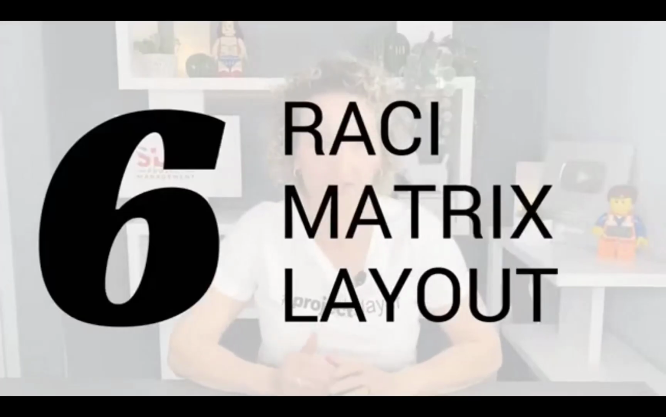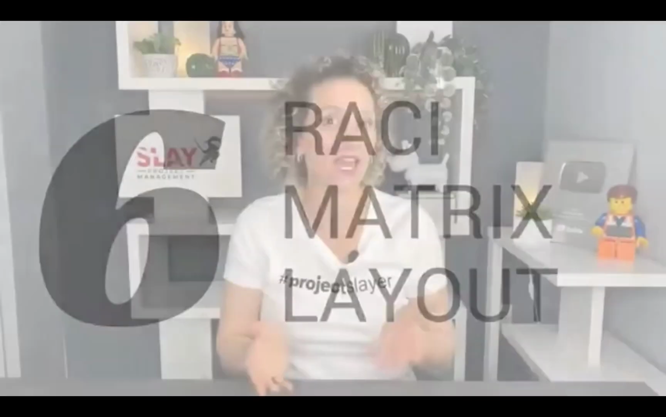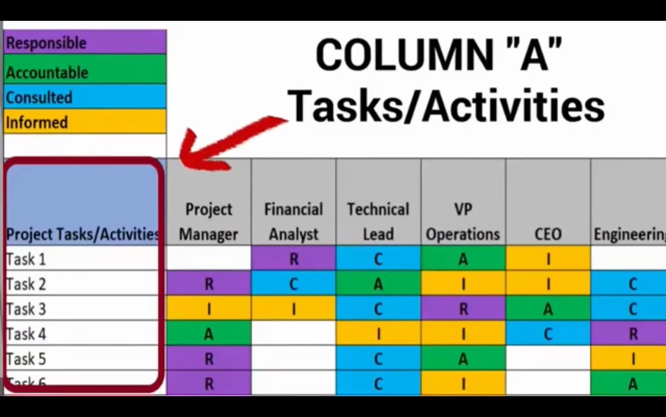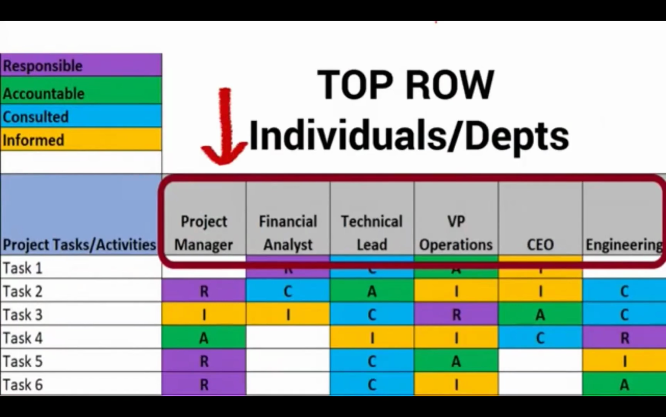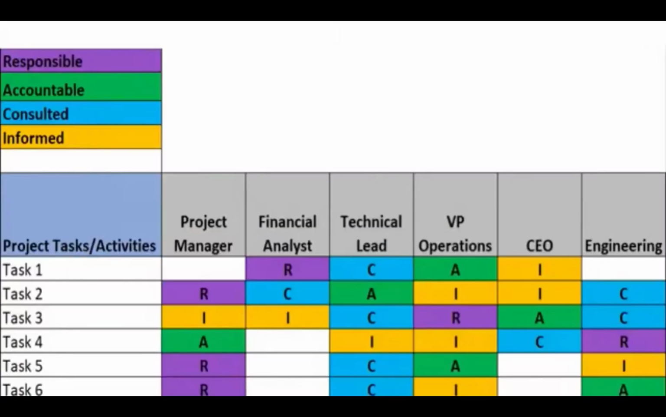RACI matrix layout. It's actually very simple, this matrix, and I highly recommend you do it in Excel. Column A, which is the first column, is going to be all of your tasks, activities, anything that you want to call out in your RACI. Your top row is going to be the individuals or departments that you are going to be identifying in your RACI. Then on the inside, for that particular activity and that role, you just go across and down. You're going to give it an R, an A, a C, or an I. So throughout that row, you may have R's, A's, C's, and I's.